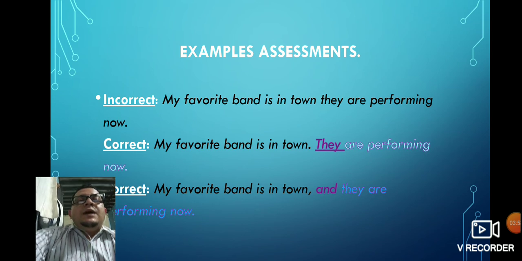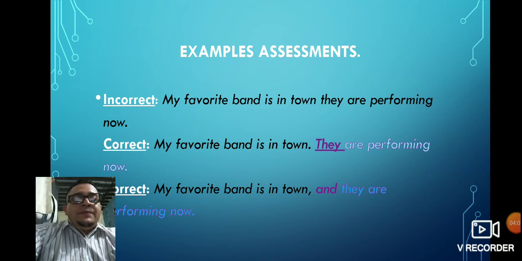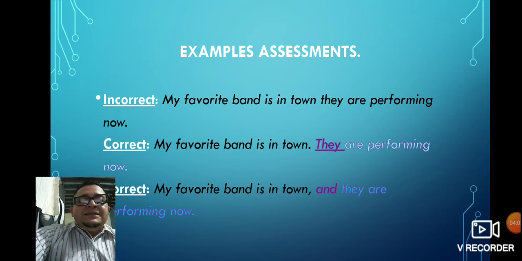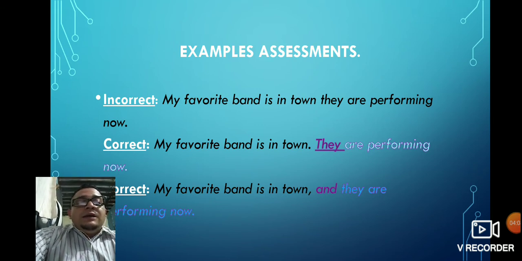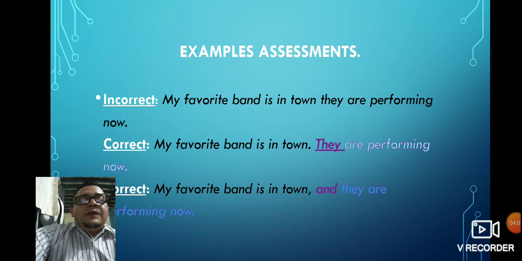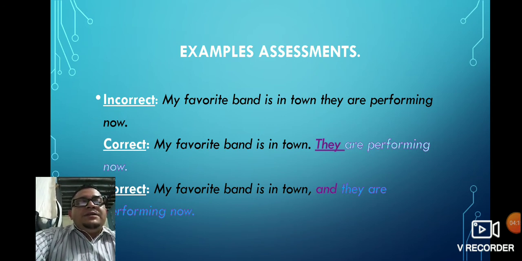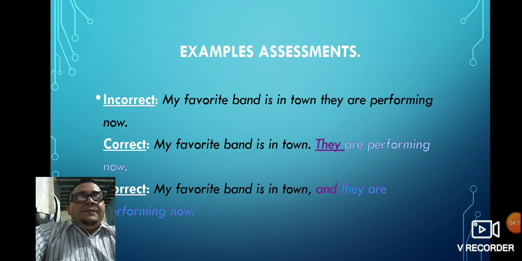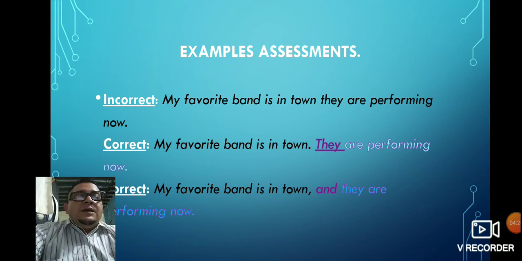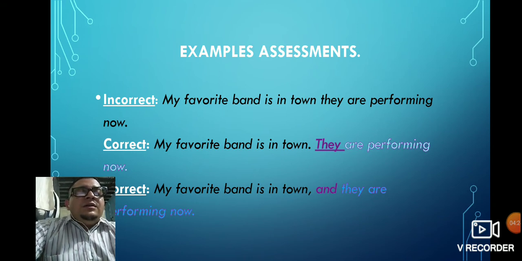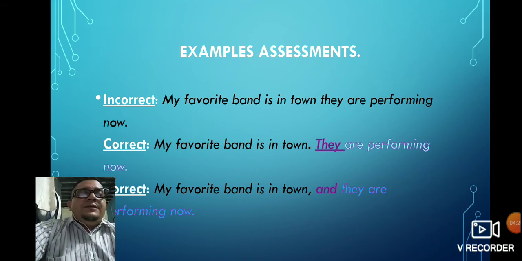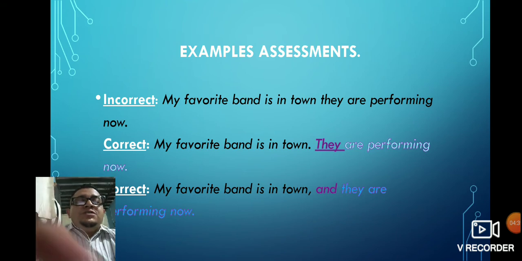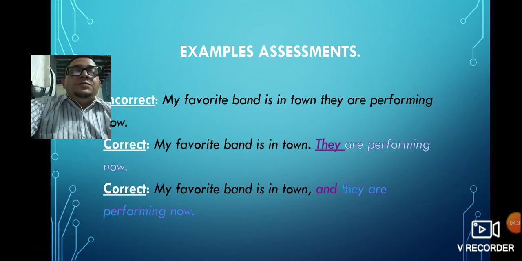Well, I'm going to show you how these sentences should have looked. My favorite band is in town. After the first independent clause we're going to use a period, and the first letter of the subject of the second independent clause has to be a capital letter, the letter D. That's why I marked it in another color, in order for you to identify it. The second one is also correct.